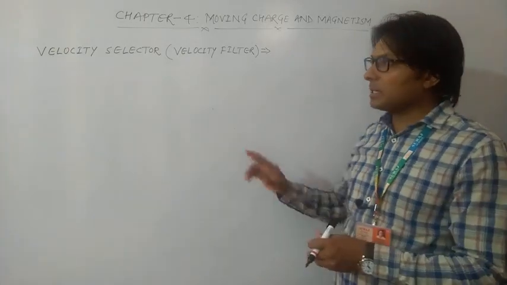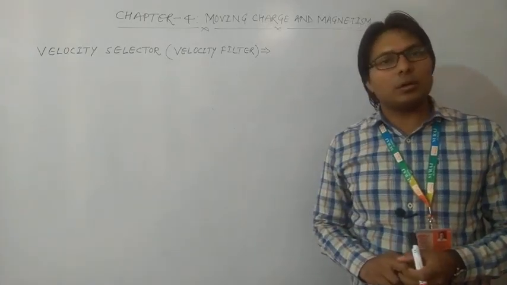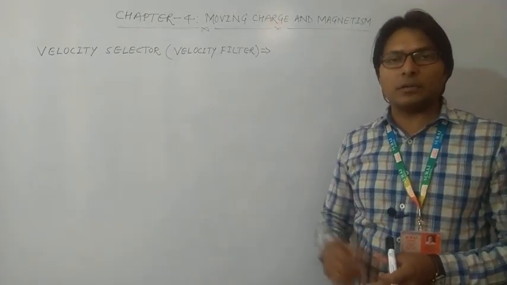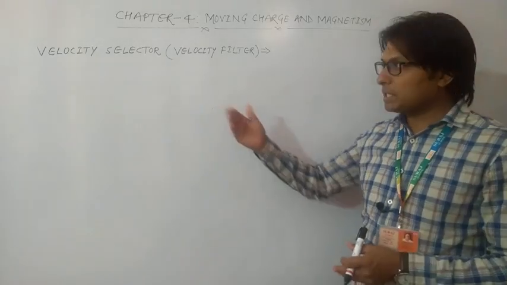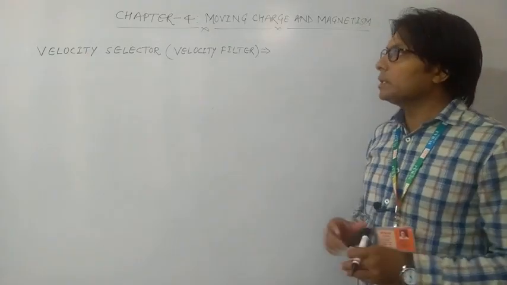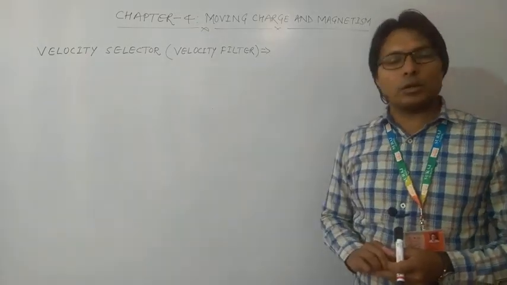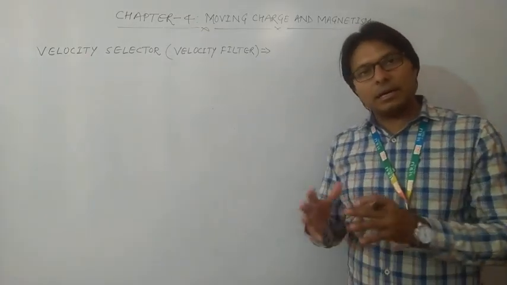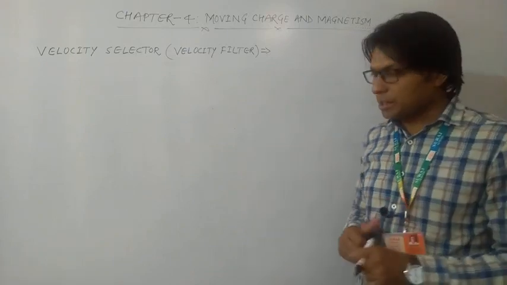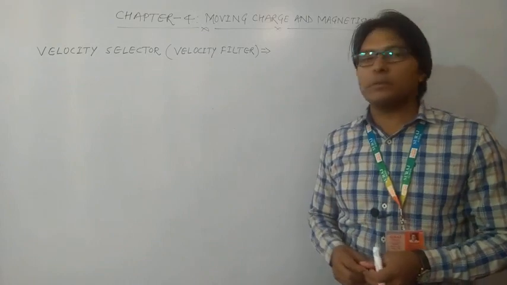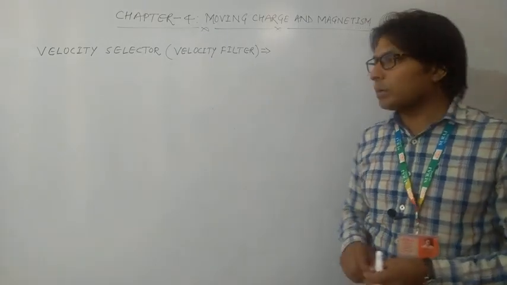In our syllabus there are two cross field devices. The first one is the velocity selector and the other one is the cyclotron. The next topic we will study is the cyclotron. So the velocity selector is a cross field device in which magnetic field and electric field are applied perpendicular to each other. First we will see how this velocity selector actually looks.